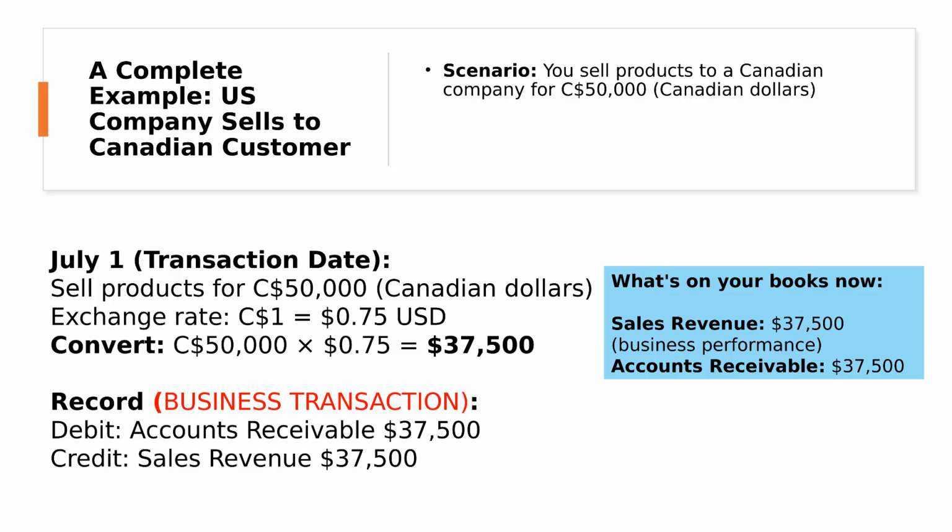Next, you make the journal entry. Debit accounts receivable for $37,500 since you're expecting payment, and credit sales revenue for $37,500, reflecting the income from the sale. At this point, your books show sales revenue of $37,500, which represents your business performance, and accounts receivable of $37,500, which is the amount you expect to collect. This example highlights how the transaction date and exchange rate set the foundation for your accounting entries, ensuring your financial statements accurately reflect the value of your international sales at the time the deal is made.